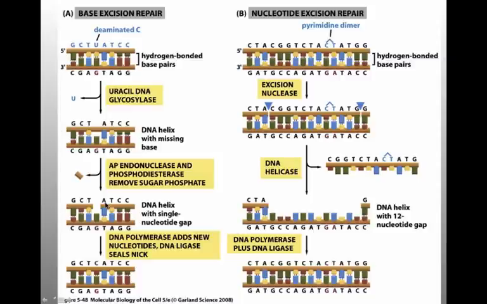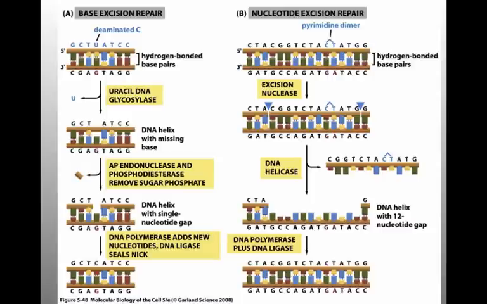Yeah? Does this all happen during replication, or does this happen after proofreading has already gone? So the question is, is this happening during replication or after proofreading? The answer is this is happening all the time, because you always have heat, you always have water, so you're always going to be getting this taking place. So in your just standard double-stranded DNA, all throughout the cell cycle, this is going to be happening.